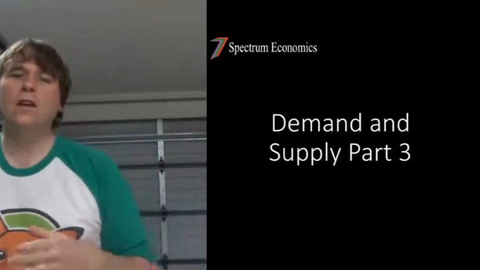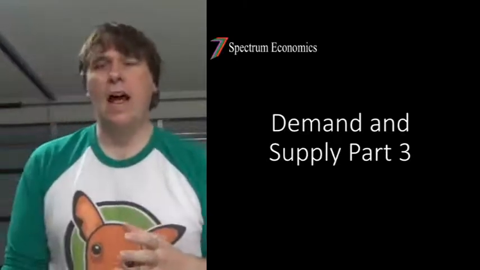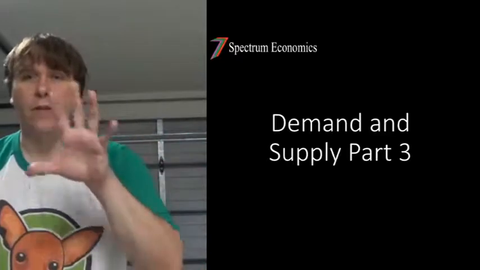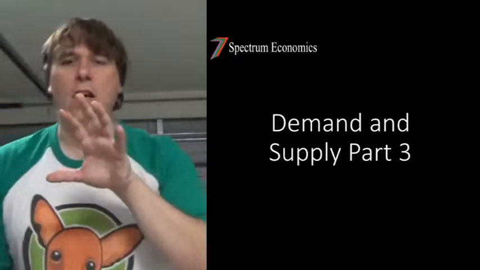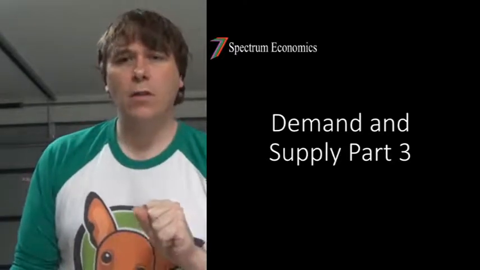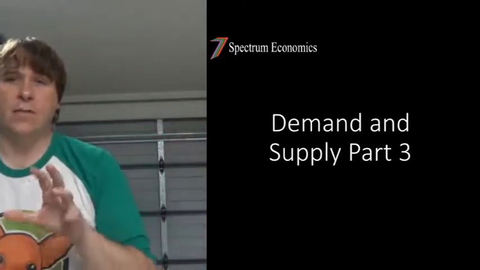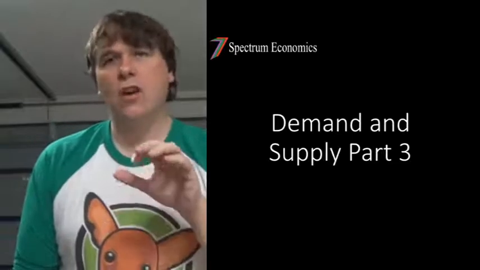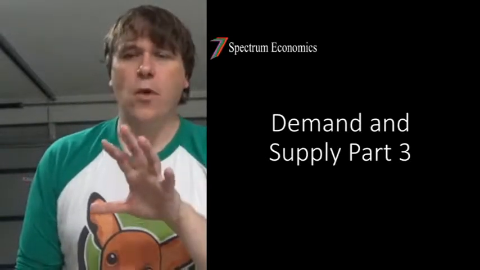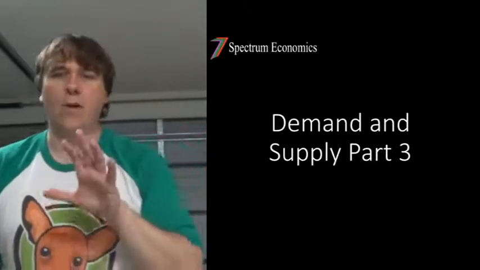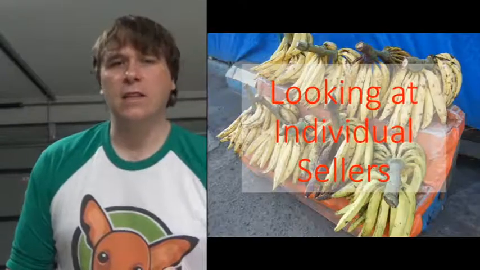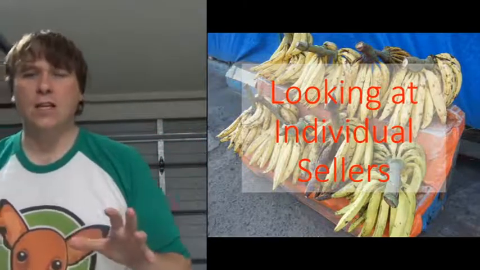The first video in this series looked at demand and supply from the market perspective, as in one market for one particular good, and that was bananas, not individual sellers. Whereas the second one looked at it from the individual's perspective, managing their own demand and also managing the price and quantities that they want to buy based on their own demand and their own preferences. And in this third part, we're going to be looking at it from the individual seller's perspective.